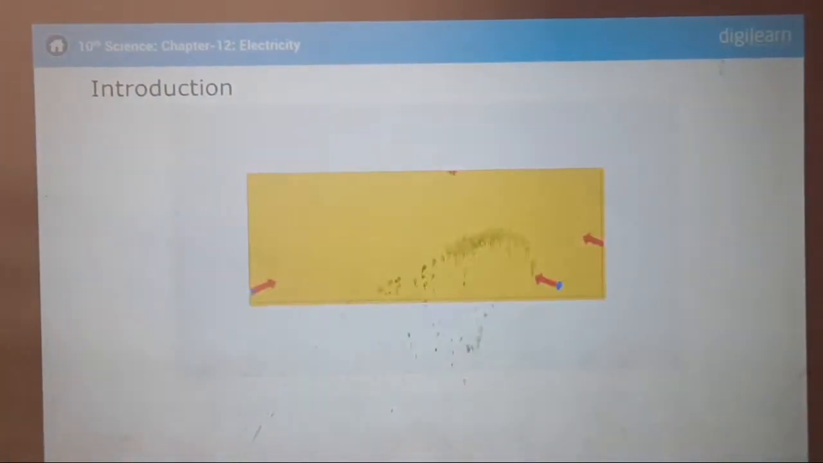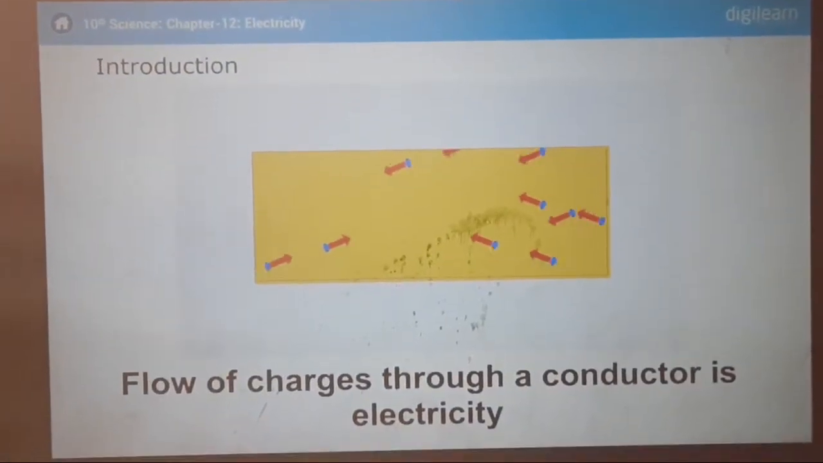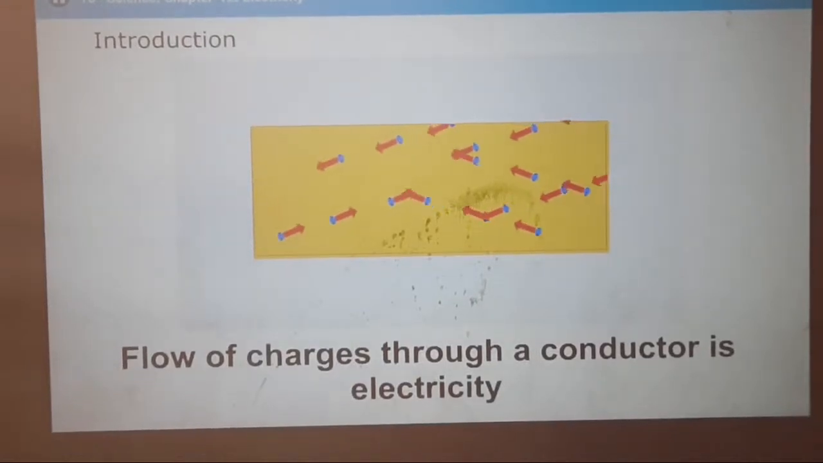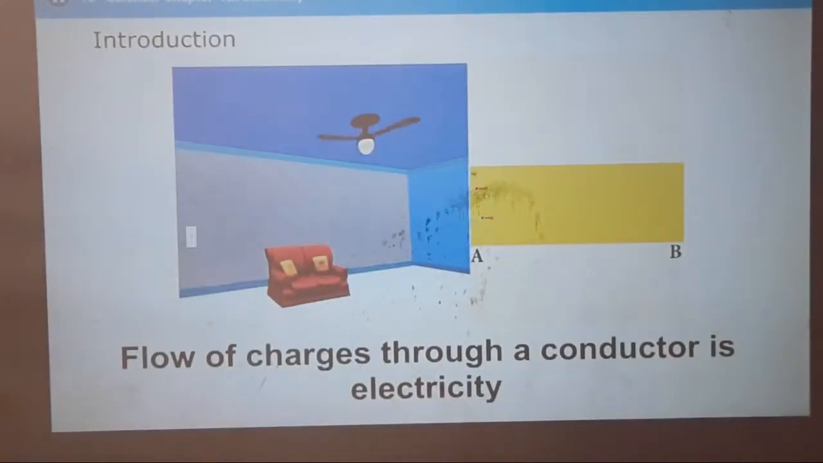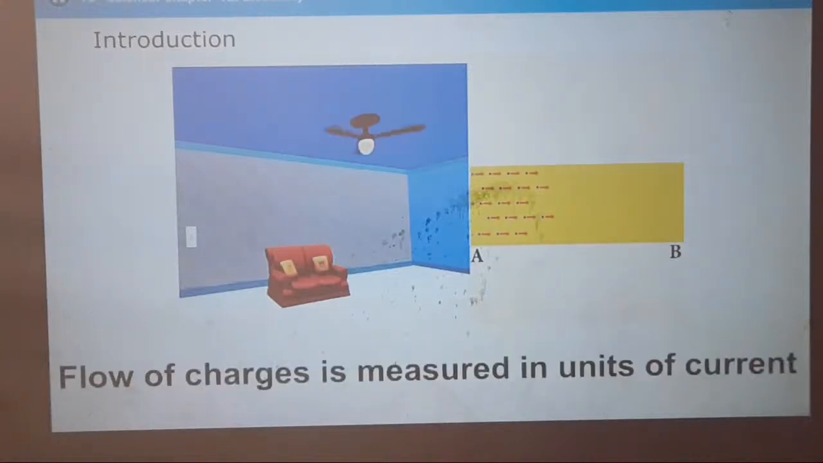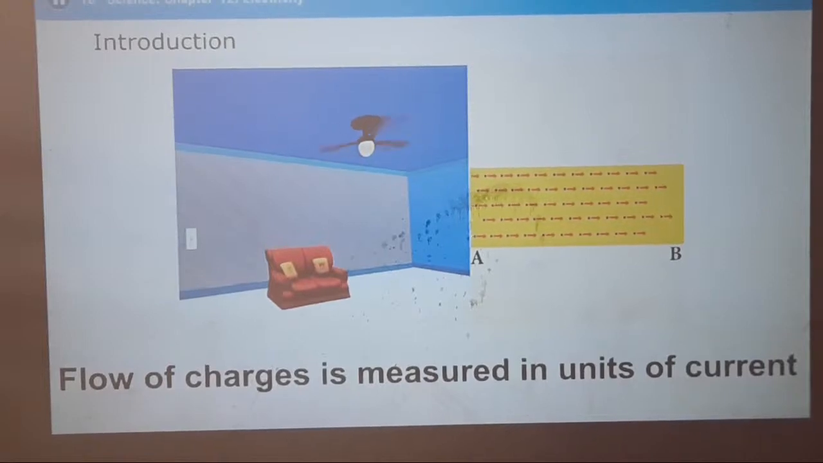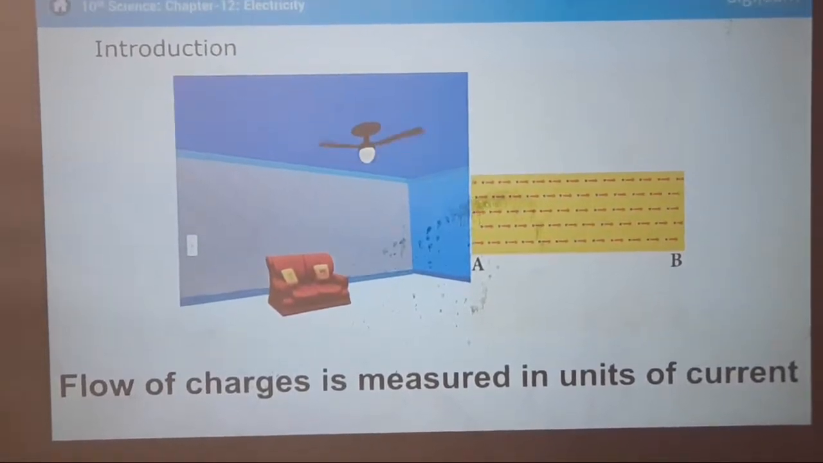etc. Flow of charges through a conductor is electricity. When a circuit is completed, we see it in action. When we switch on, the fan starts to rotate. This completes the circuit. This flow of charges is measured in units of current, that is, rate of flow of charges over a particular area with specified time is called electric current.